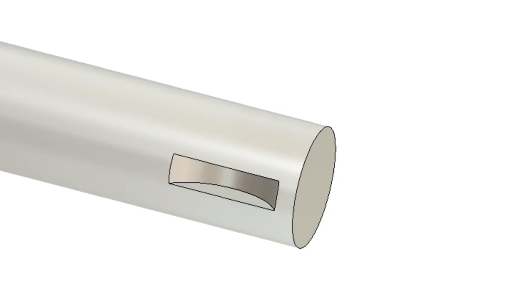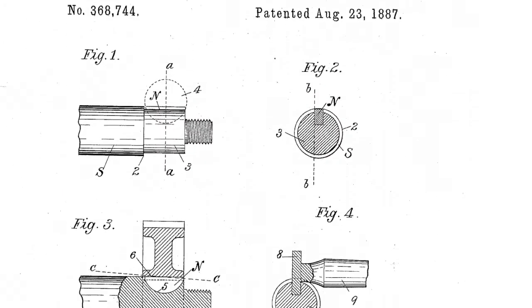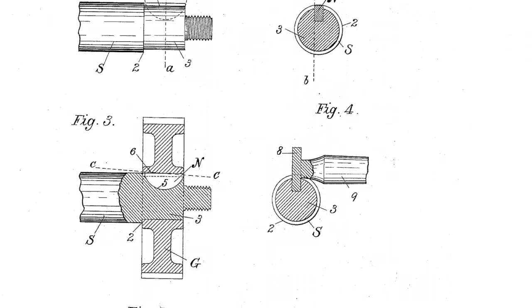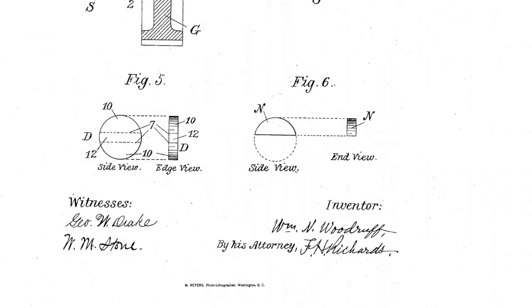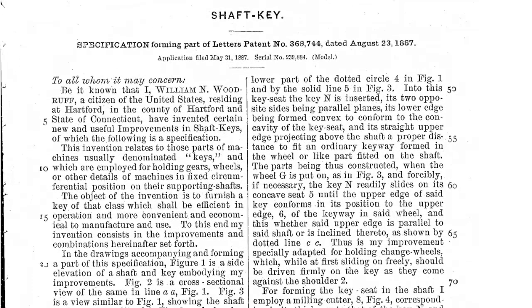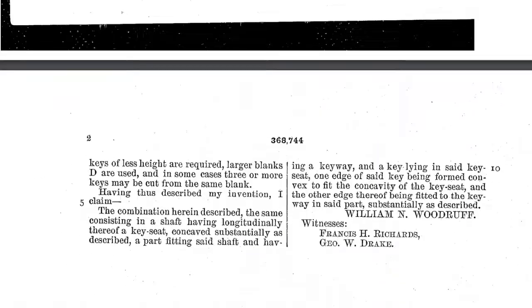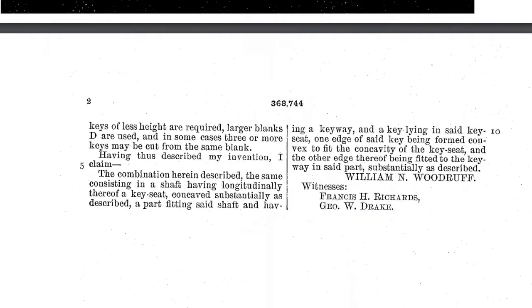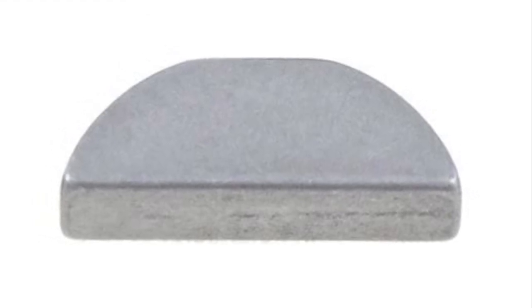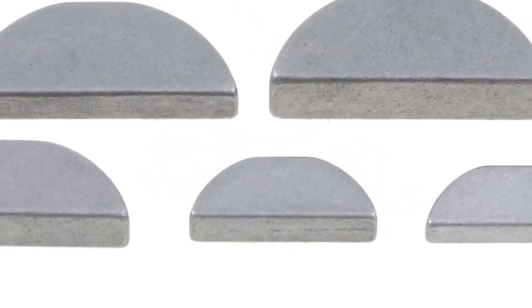It was patented by W.N. Woodruff of Connecticut in the late 1800s. In addition to the patent filing, in 1888, Mr. Woodruff was awarded the John Scott Medal by the Franklin Institute for the invention that would forever be known as the Woodruff key. Woodruff keys come in a variety of sizes, from small to large.